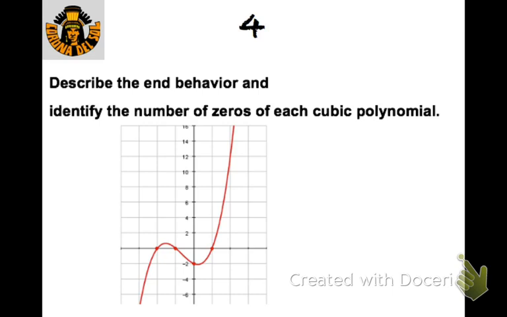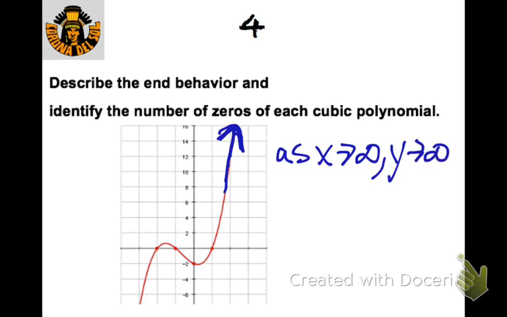End behavior, so trying to figure out what's happening way at the ends as x approaches infinity and as x approaches negative infinity. So as x approaches positive infinity, what is happening to the y-coordinates? You can tell as we move to the right, the y-coordinates are getting bigger and bigger, so we're going to say y is approaching infinity. On the other hand, as x approaches negative infinity, we can see that the graph is actually getting smaller, so the y values are getting much smaller. We say they're approaching negative infinity.